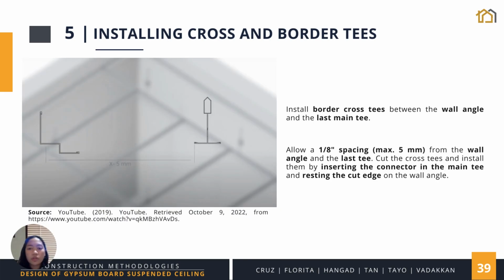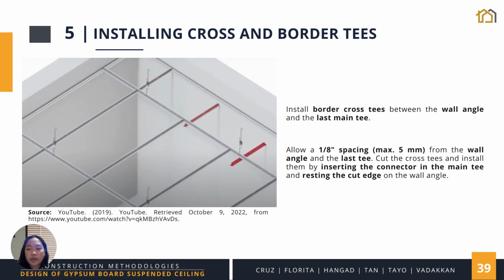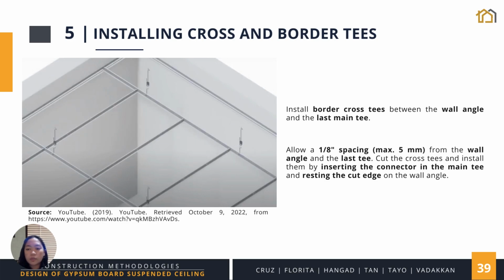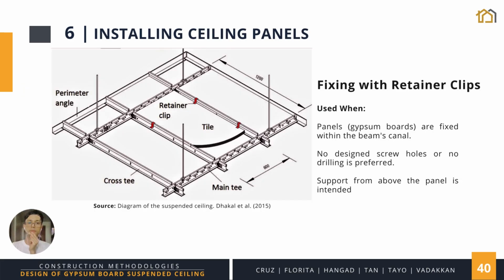Finally, we install the border cross T's between the perimeter angles and the last main T nearest the wall. We need to allow 1/8 inch spacing between the angle and the last T. The border T should be cut, as illustrated in the video, and installed by inserting the connector in the main T, as done with the regular cross T from the previous step, and resting the cut edge on the wall angle. Installing of the ceiling panels.